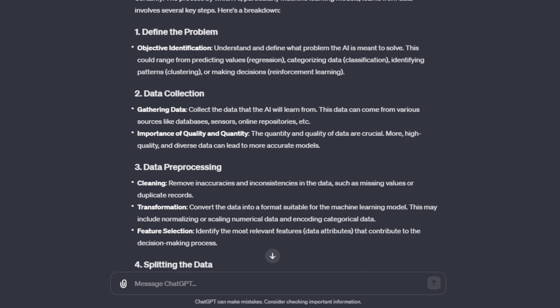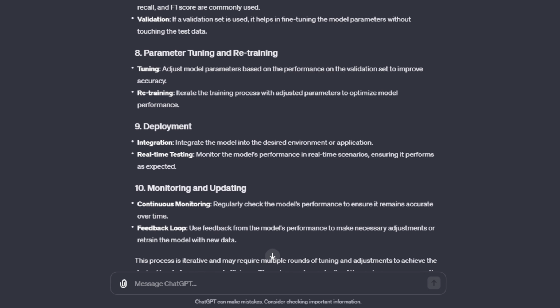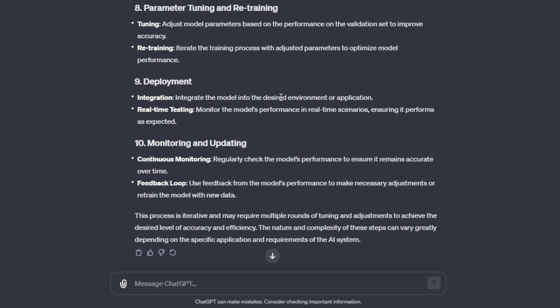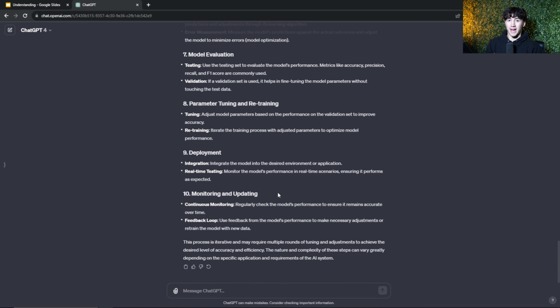And as you can see, it does a very good job at labeling this out super nicely. It gives me a 10-step list on how AI learns from its data. So this is amazing. It goes step by step. It gives me 2 bullet points for each section. Just does an amazing job at quickly breaking this down step by step. And as I read through this, I can actually start to see how the process of data collection and how it learns from data is actually working.